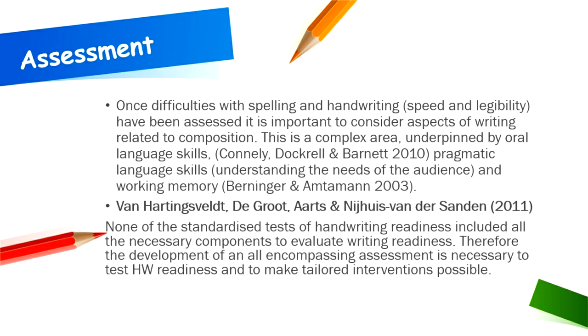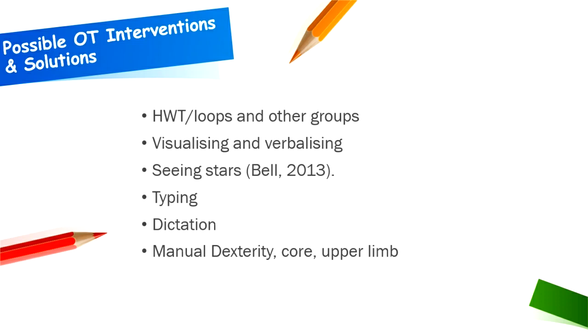Due to our skills with task analysis, an OT would be very useful in identifying the types of errors a child is making in spelling and making onward recommendations in relation to intervention programs and/or professionals necessary to intervene with that specific type of spelling difficulty. Other possible OT interventions and solutions for handwriting difficulties are Handwriting Without Tears, loops and other groups, visualizing and verbalizing, seeing stars, moving to typing, using dictation, and strengthening manual dexterity, core, and upper limb.